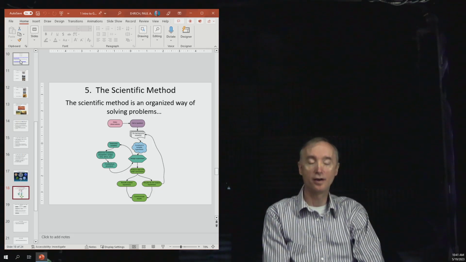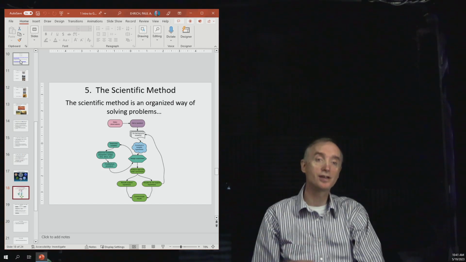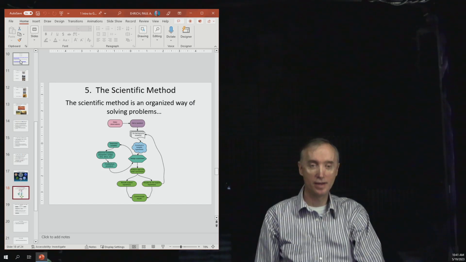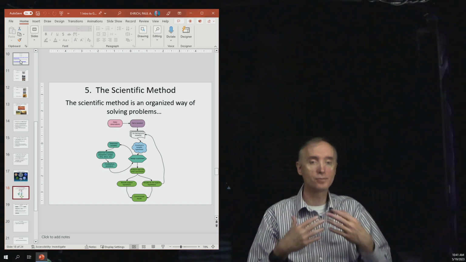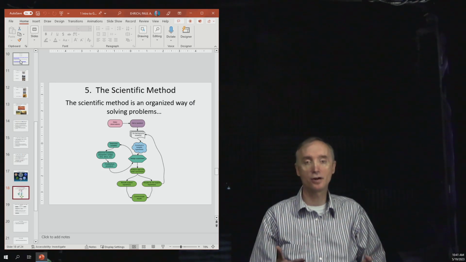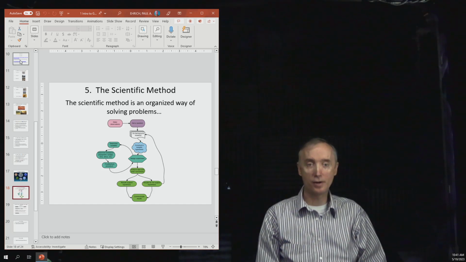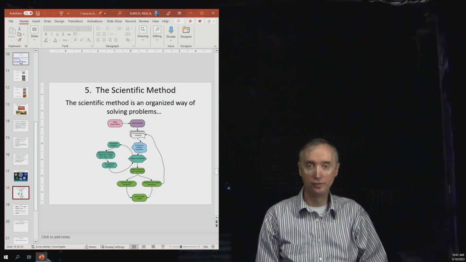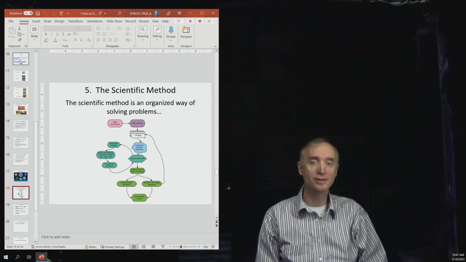And so what you could do then is come up with another experiment to test the hypothesis. And then if you do experiment after experiment after experiment, and every time the hypothesis works, well, then you can start to have some confidence in that hypothesis. But remember, you can never prove that a hypothesis is correct. You can only prove that a hypothesis is not correct.